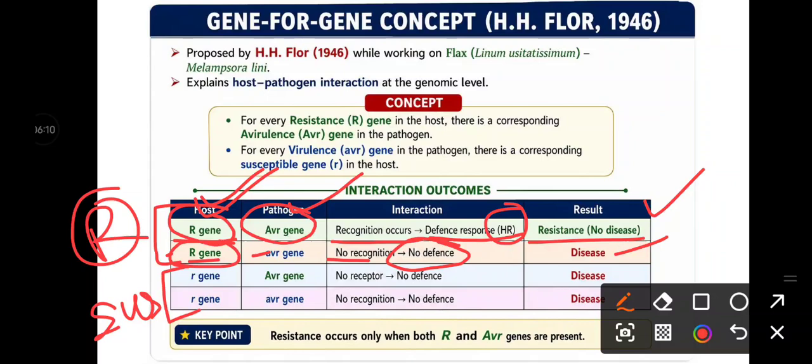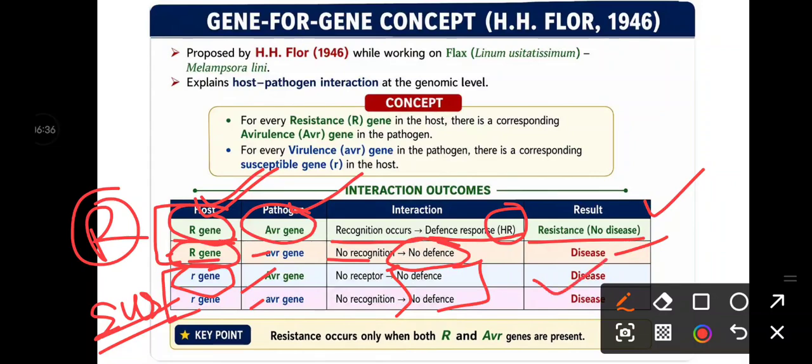Then another case, in case of the susceptible host. Susceptible host means no R gene is there, no receptor or no recognition system is there. So whether the pathogen is virulent or avirulent, it doesn't matter. No recognition will occur, so no defense response. Ultimately, the plant will become diseased.